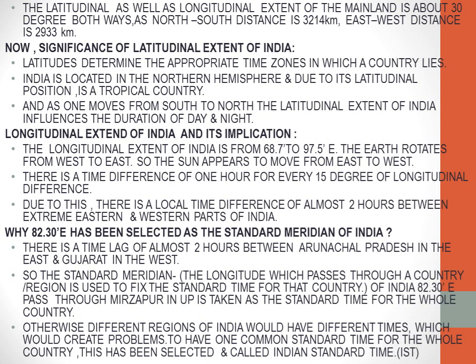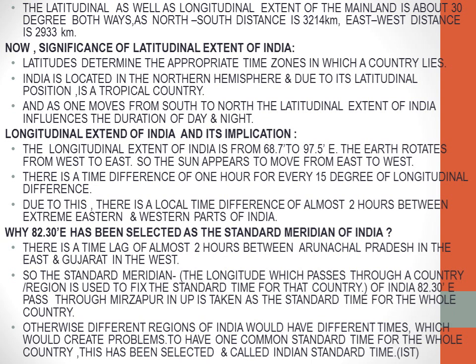Now, the longitudinal extent of India, what is its implication or significance? The longitudinal extent of India is from 68 degrees 7 minutes to 97 degrees 25 minutes east. The Earth rotates from west to east, and so the sun appears to move from east to west. There is a time difference of 1 hour for every 15 degrees of longitudinal difference. Because of that, there is a local time difference of almost 2 hours between the extreme eastern part of India and the western part of India.